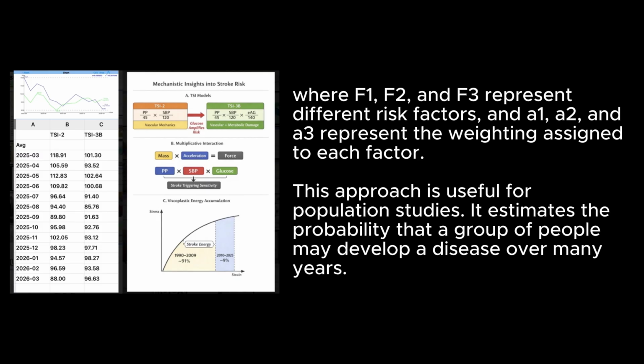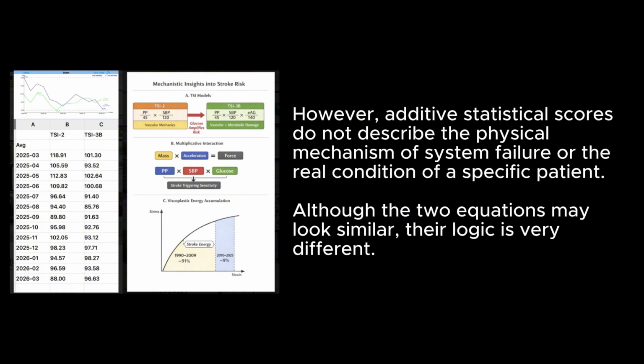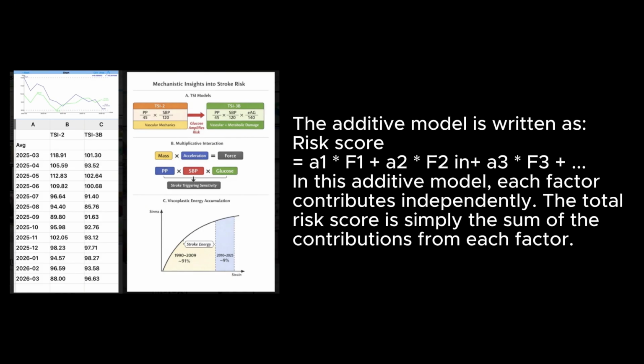This approach is useful for population studies. It estimates the probability that a group of people may develop a disease over many years. However, additive statistical scores do not describe the physical mechanism of system failure or the real condition of a specific patient, although the two equations may look similar. Their logic is very different. The additive model is written as risk score equals A1 * F1 plus A2 * F2 plus A3 * F3 plus. In this additive model, each factor contributes independently. The total risk score is simply the sum of the contributions from each factor.